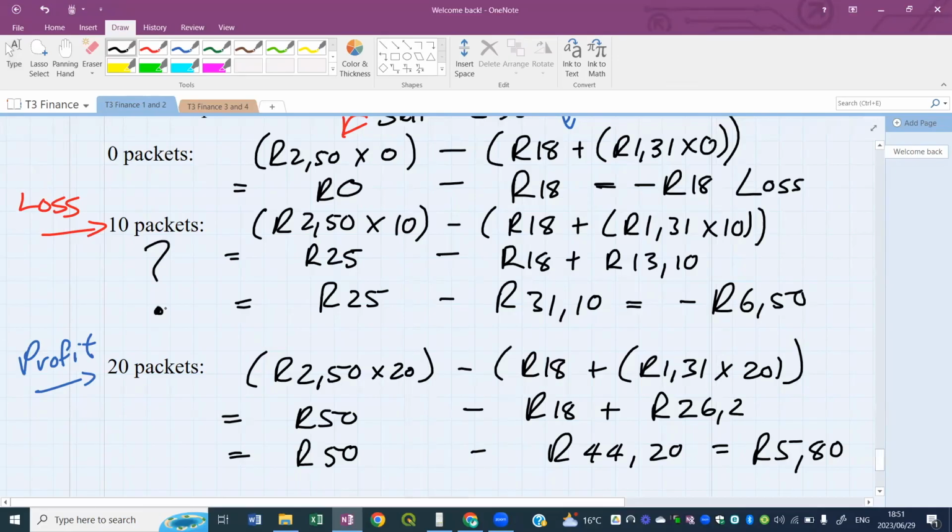What could we do? Do you have any suggestions how we could find this magic number between 10 and 20 to determine exactly how many she must sell to make profit? Do you guys have any ideas? Where between 10 and 20 packets will she start making profit exactly? Or you guys not too worried about it? Like, just sell 20 and you're making profit and be done with it. Surely you'd want to know exactly, what's the magic number?